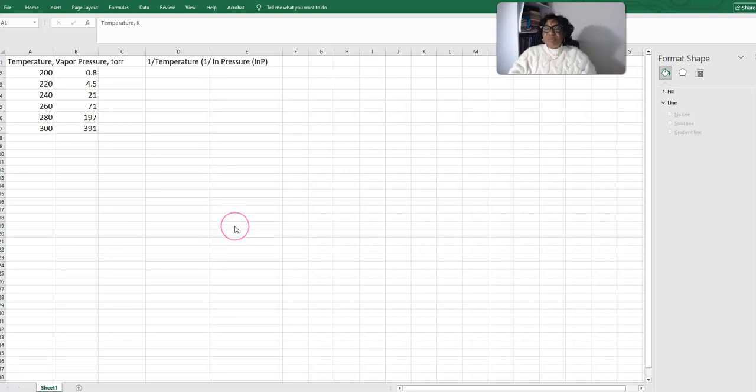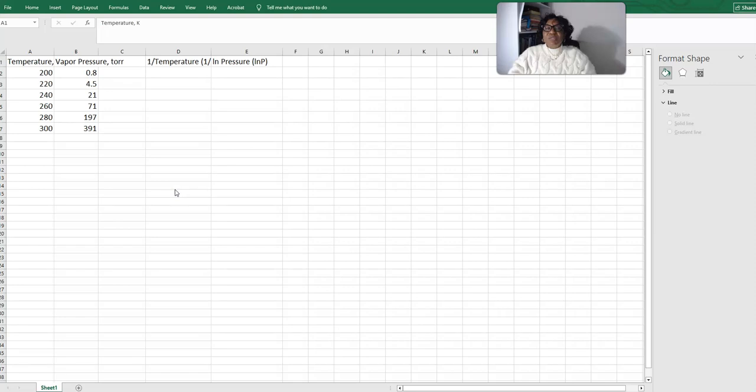Hi class, we want to use a plot of temperature versus pressure to see how we can find the heat of vaporization. But as we said, the plot of temperature versus pressure will give us a curve, and with that we will not be able to get the heat of vaporization.